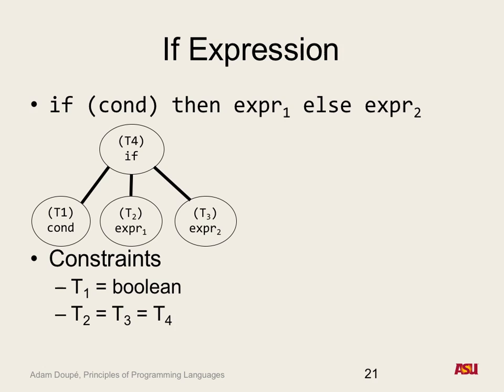Then the return type of if would be boolean? The return type of if? Well, the condition must return a boolean, which is what we're saying here, right? So T1 has to be a boolean, but an if statement, just like a ternary operator, returns either the true thing or the false thing.